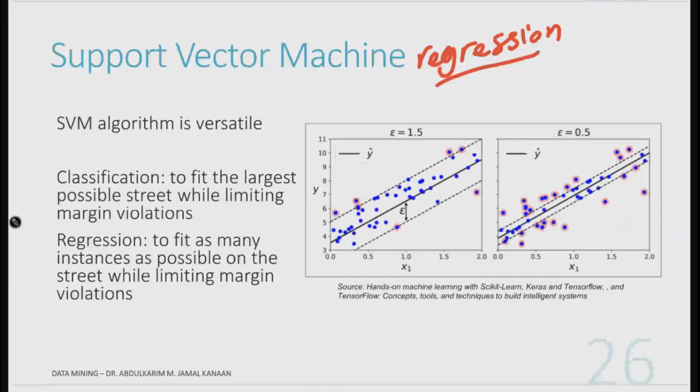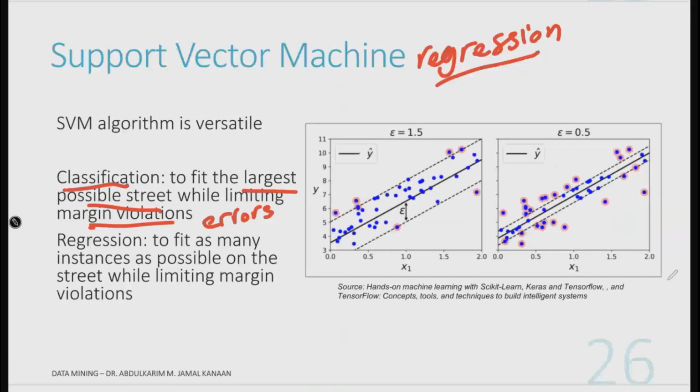Okay, so what would be the objective of the support vector machine? In classification, we already discussed that the objective is to find the largest possible street while limiting margin violation. Margin violation means the error. To be exact, margin violation includes even the data points that fall within the street.